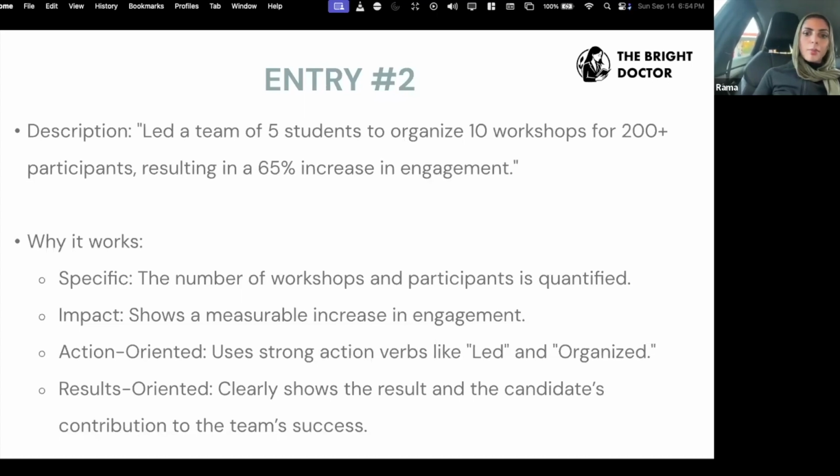It's action oriented. It uses a strong verb like led and organized. It's also results oriented. So it shows the result and what the candidate's contribution was to the team's success. It makes you look like a team player because you're leading this group of students. It shows me who you are as an individual. So is that clear to everybody why the second one was better than the first? Please feel free to ask questions, but I think this was the last big slide that we had.